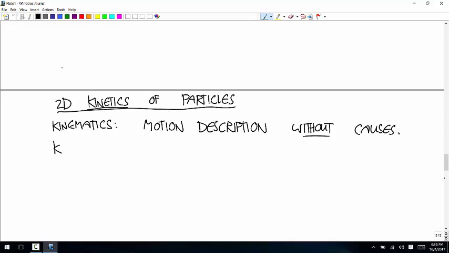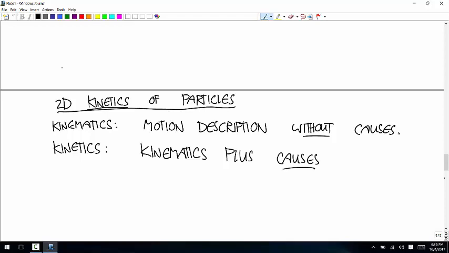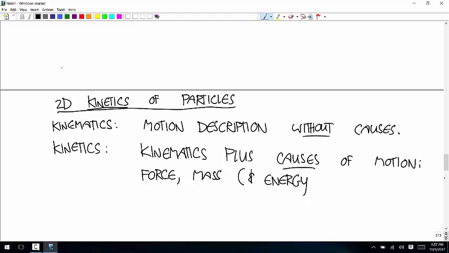So now we're going on to kinetics. And kinetics still includes all the kinematic stuff. But now we're going to talk about the causes of the motion. And those causes are force, mass, and a little later on, energy. But for now, we're just going to deal with force and mass.